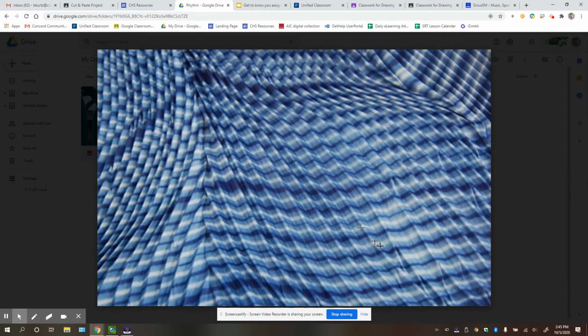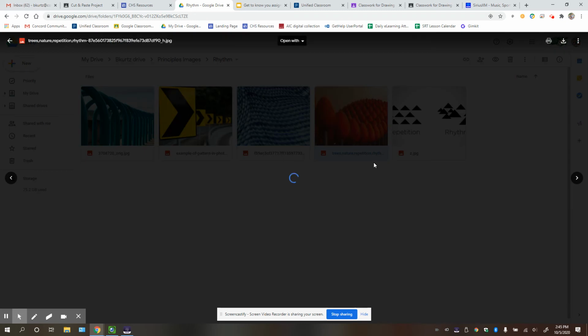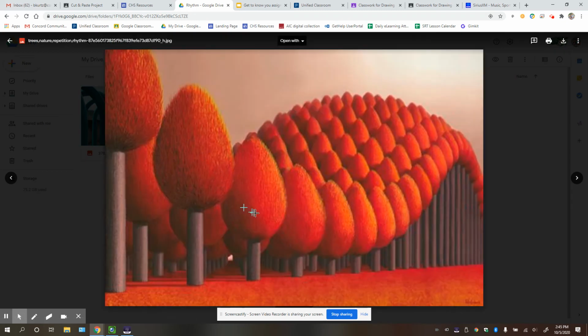In this picture, we've got, again, curves, which is good for the movement effect. We've got repetition, which is like the pattern. Those things combined make this show rhythm. And again, repetition of the trees, movement effect with these curves. We've got rhythm.